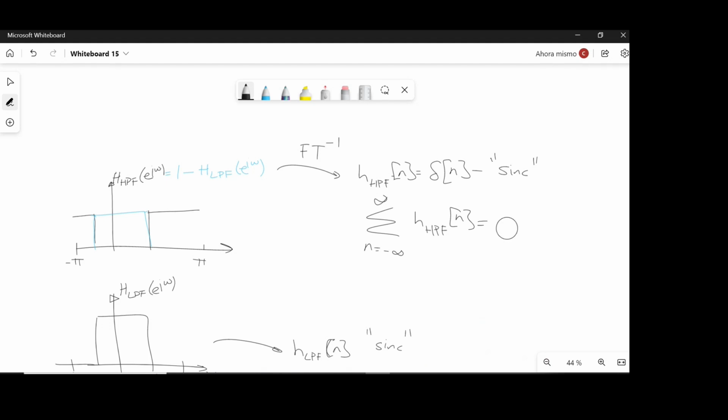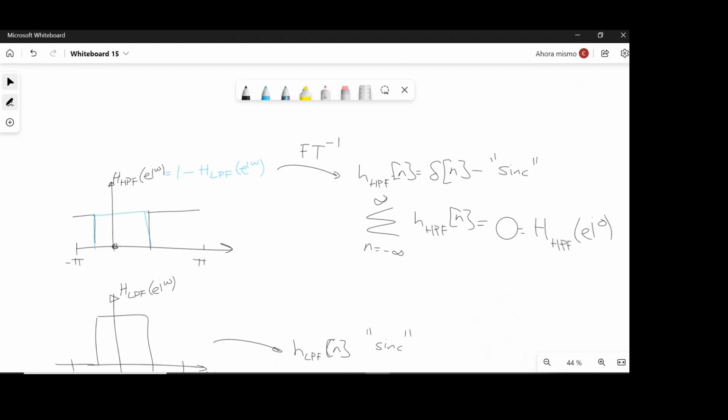Why? Because this sum is the frequency response at zero. And at zero frequency, I have zero. This high-pass filter at zero frequency has zero. So all this sum has to be zero. Doesn't happen with the low-pass filter, does it? So all this sum has to be 1.